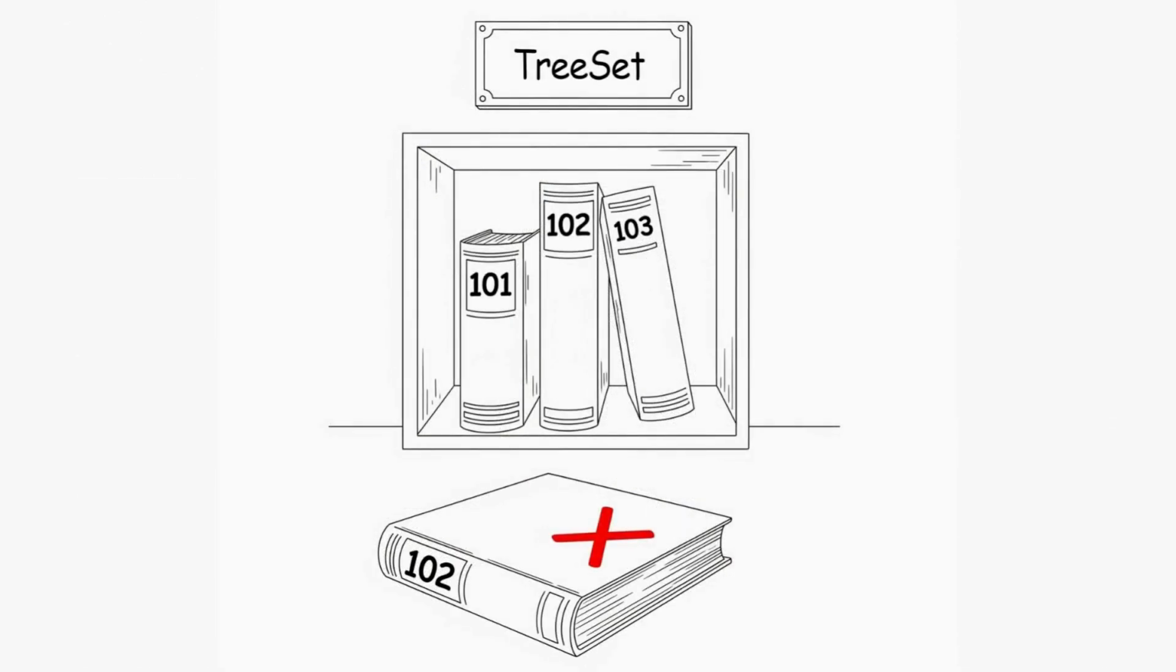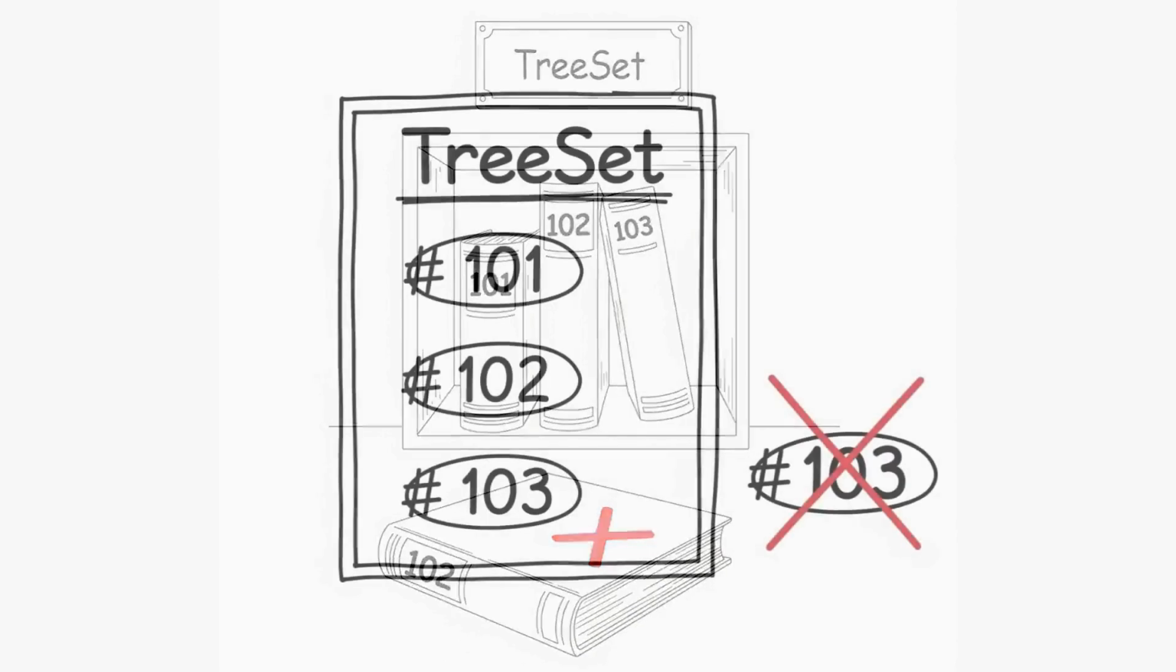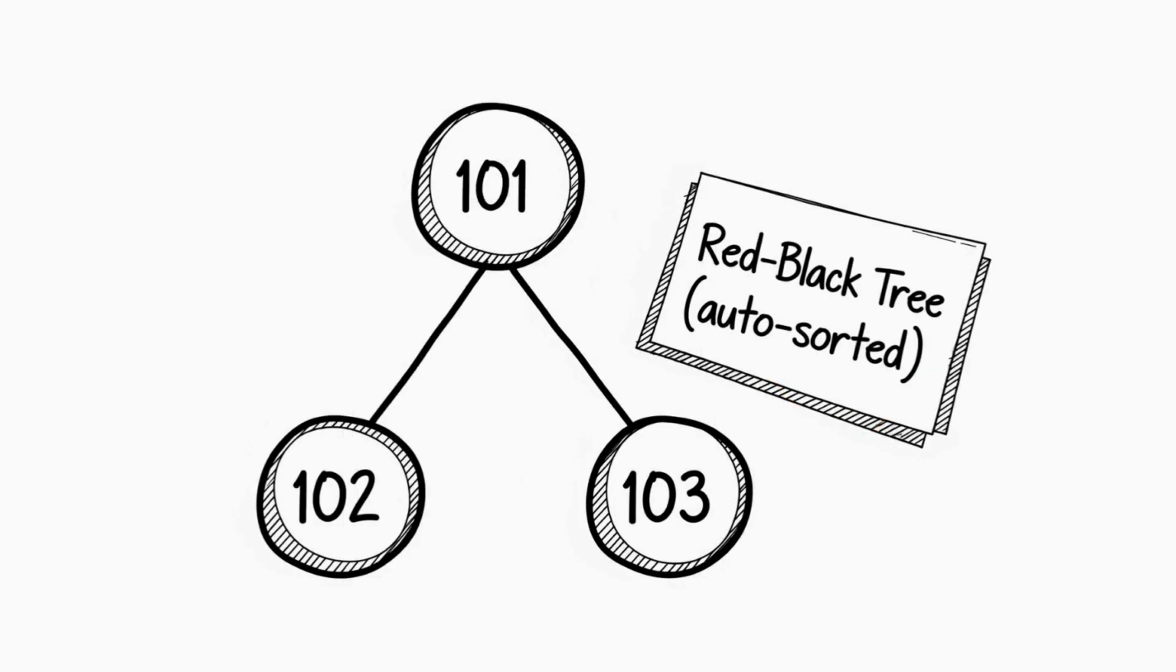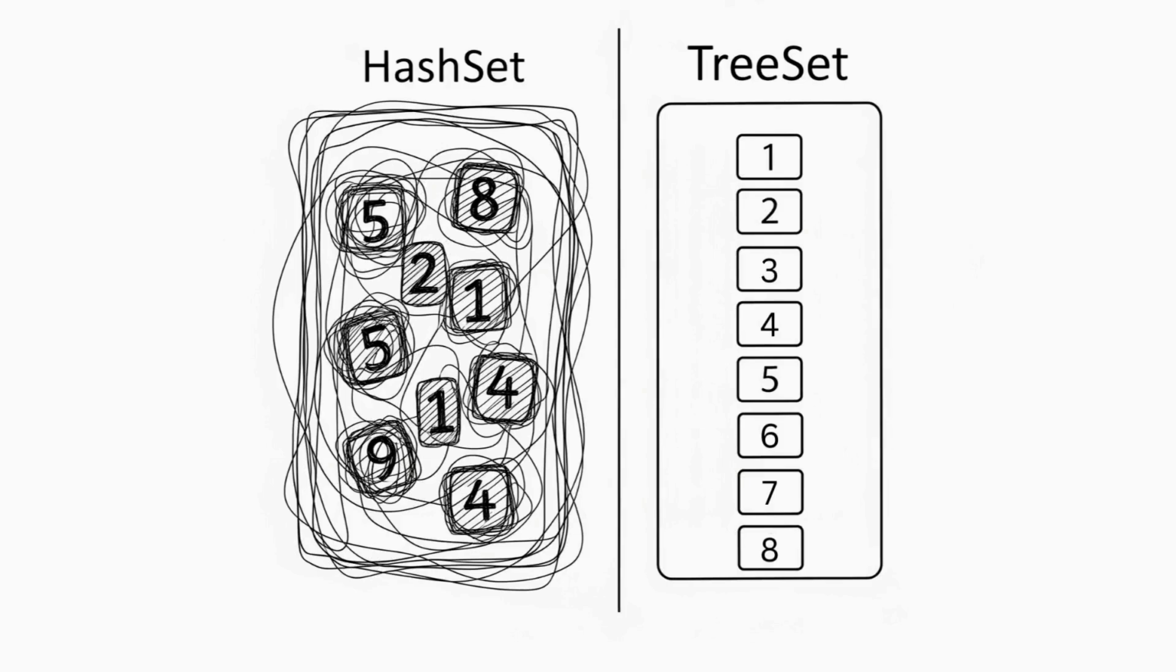TreeSet is a part of the Java util package. It stores only unique elements. No duplicates allowed. It keeps them automatically sorted in ascending order and is implemented using a data structure called a red-black tree internally. So, it is like HashSet but smarter. It organizes your data in order without doing anything extra.